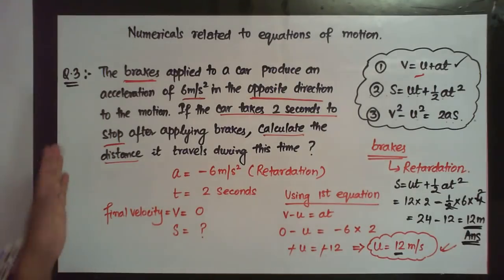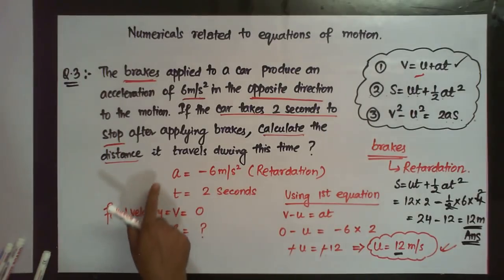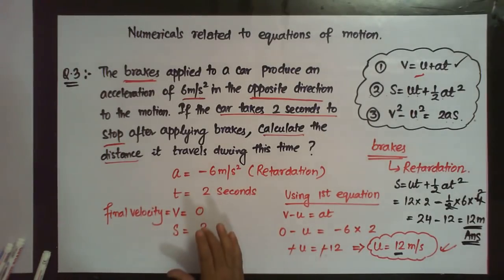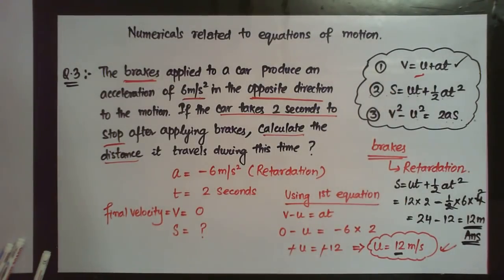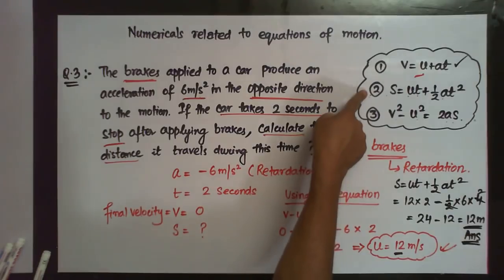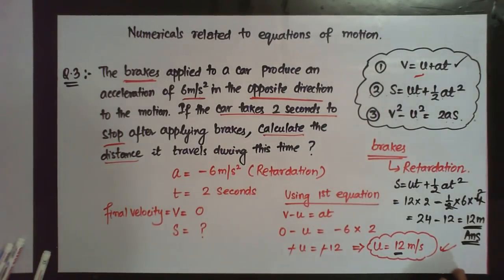Okay, so these questions are very easy to solve, but the first thing that you have to do is visualize the question. What are the things given in the question? If you note it down using symbols, it becomes very clear which equation of motion is to be used. Like in this question, I don't have the value of u, so calculate u first. After we find out the value of u, you can use the second equation also, you can use the third equation also to find out the answer.